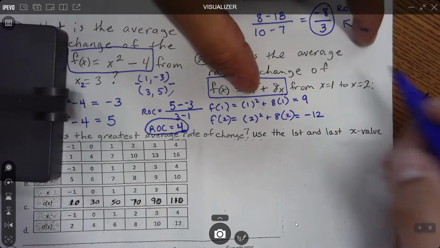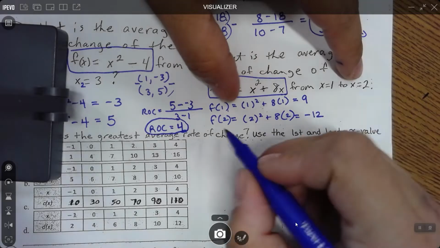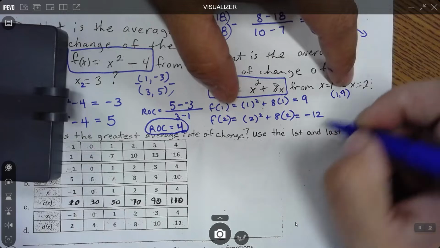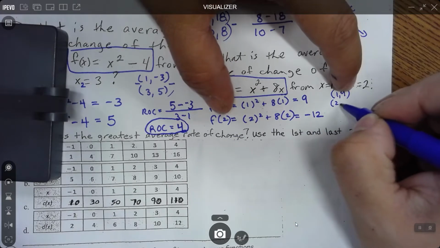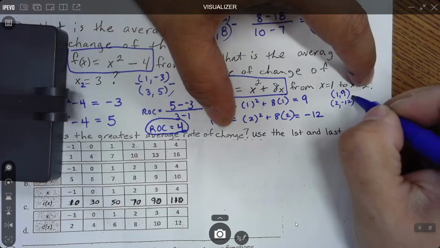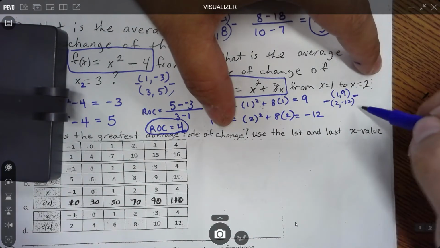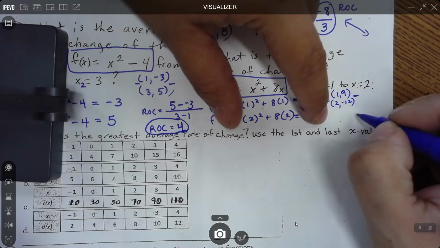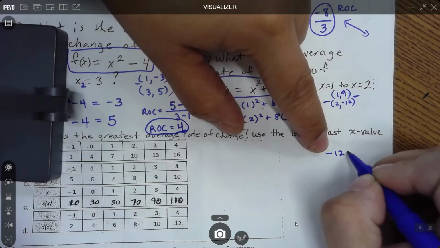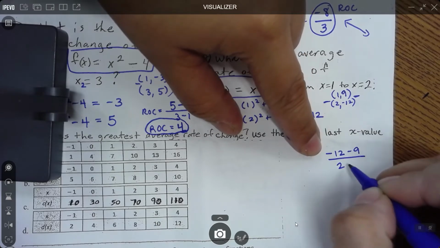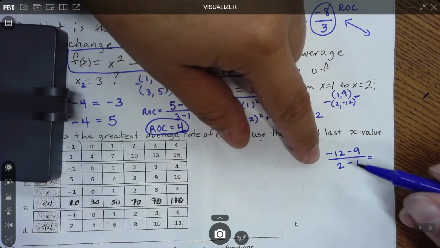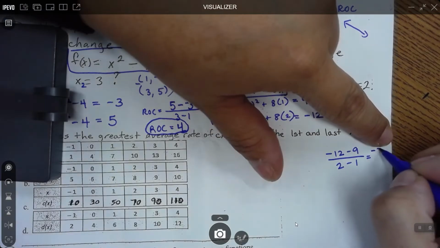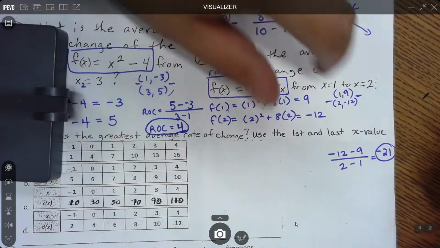So thinking about the 2 points, right? The 2 points are 1, 9, and 2, negative 12. Okay. Put a little subtraction ears right here. So it's going to be negative 12 subtract 9 and positive 2 subtract 1. Okay. So I'm just going to write over here negative 12 subtract 9, 2 subtract 1. Negative 21 over 1. All right, so the answer is negative 21.